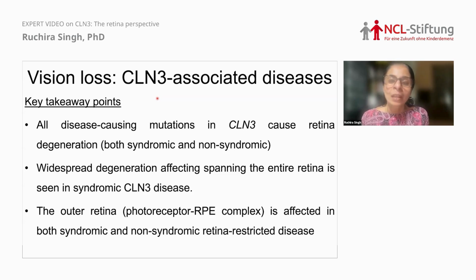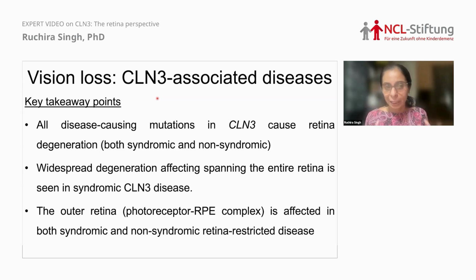In the syndromic form of the disease, there is widespread degeneration that affects the whole retina, both the inner and the outer retina, whereas in the retina-restricted non-syndromic disease, it's the outer retina, the photoreceptor retinal pigment epithelium complex, that is affected.